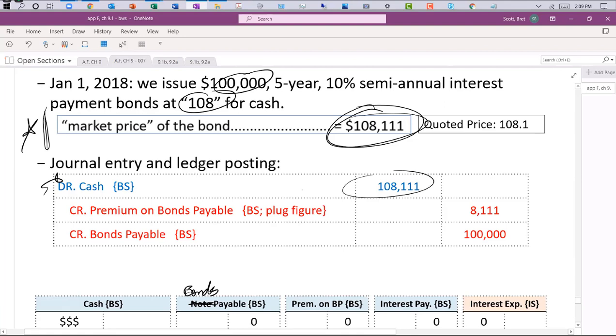Step 2 is to plug in the credit to bonds payable for the face value, because that's the amount that we have to pay them at maturity.